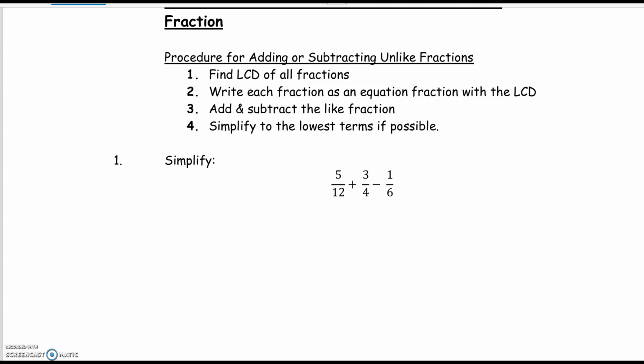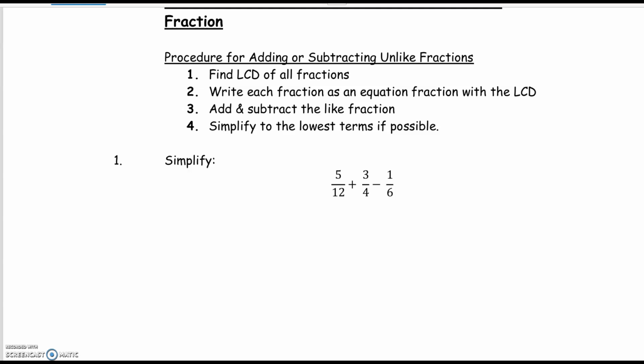So what we're going to do here is add and subtract unlike fractions. Unlike fractions are fractions with denominators that are not the same. So we need to come up with a common denominator, which is the LCM of the three numbers. So we can do it in different ways.